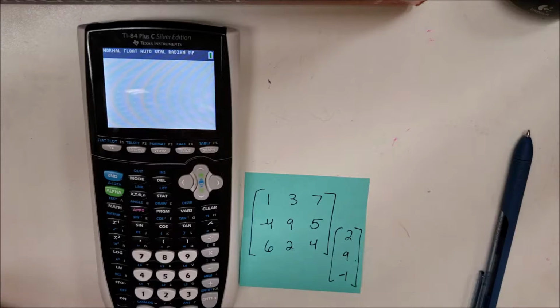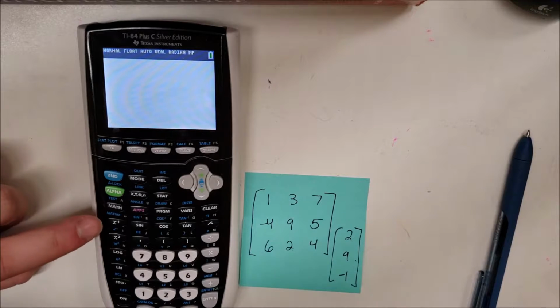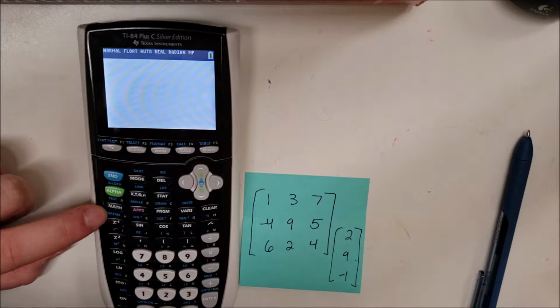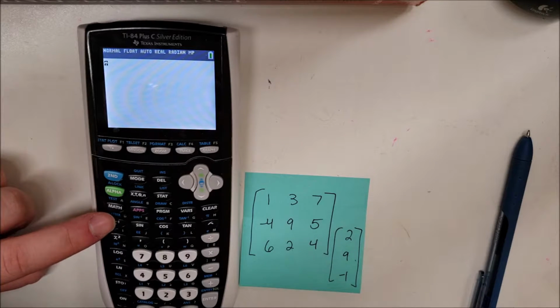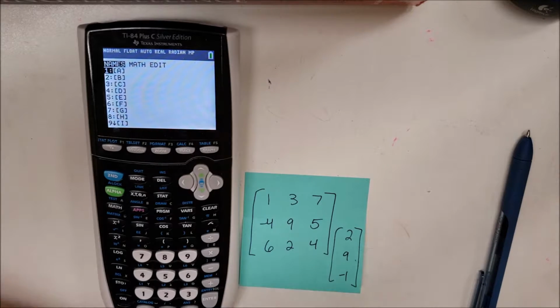So when you want to be using your calculator for matrices, we first need to pull up the matrix menu. To do that, if we look on top of our inverse button, the x to the negative first power, you'll see it says matrix. So to call that, we need to press second and then that inverse button. That pulls up your matrix menu.